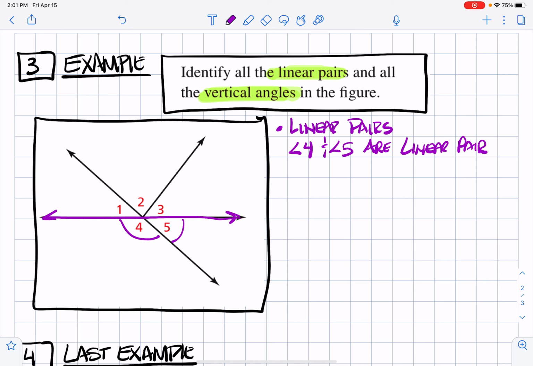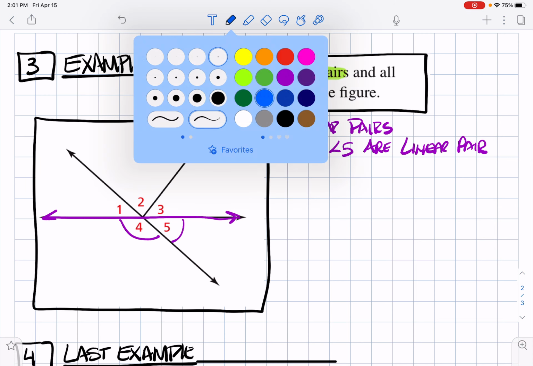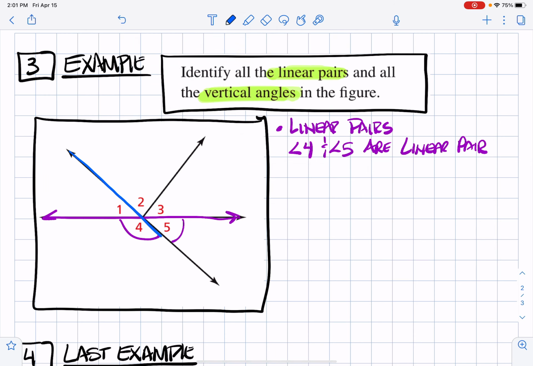Okay, and are there any others that are linear pairs? Yeah, it sure looks like it here, right? If I looked at this straight line right here, I could do angle 1 and then angle 4. So we could also say angle 1 and angle 4 are linear pairs as well. I'll just abbreviate LP for linear pairs. Okay, let me erase all that for you now.